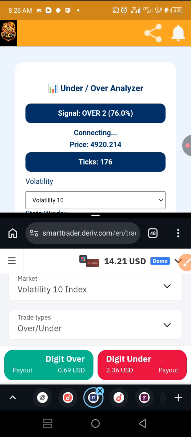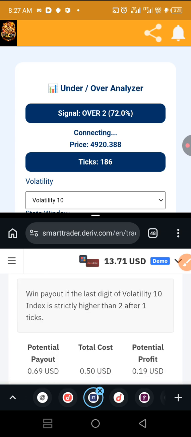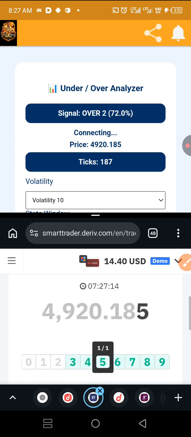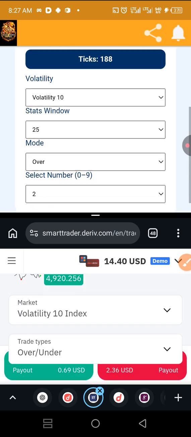0 to 4, so let's take one more trade. So we're doing 0, 1 and 2. 1, 2, 2 to 8, then you enter, and boom, that's a winning trade. So that's for over 2.